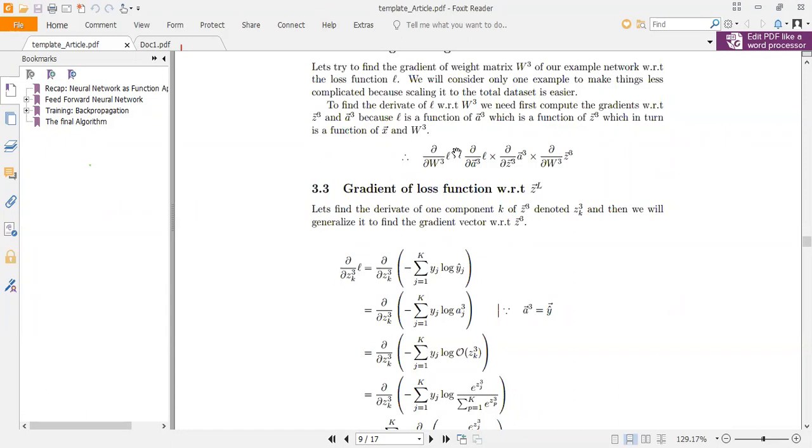So in order to find out this term here, I must know this term, I must know this term, and I must know also this term. Fine. So that is what we are going to do.